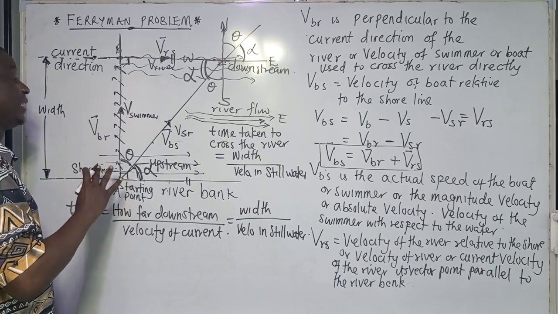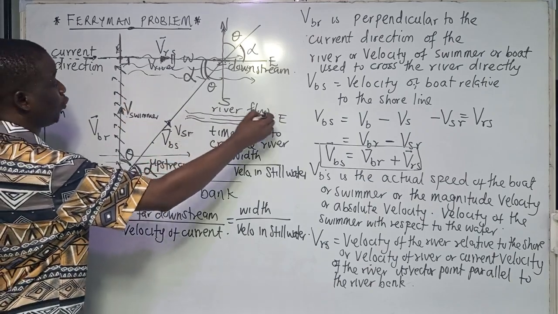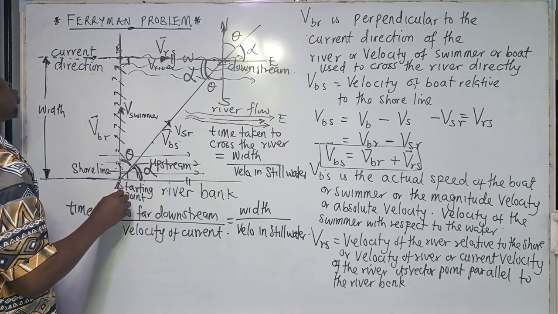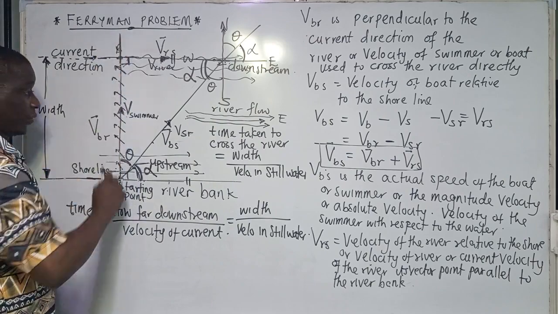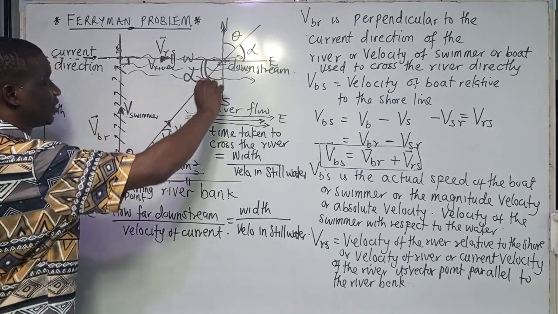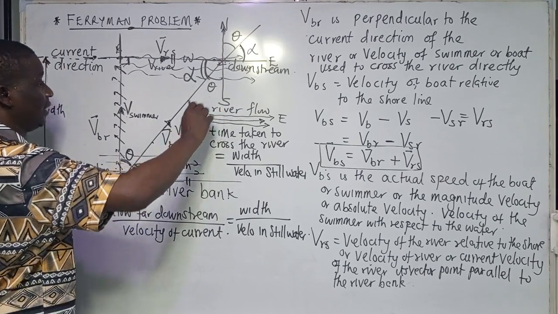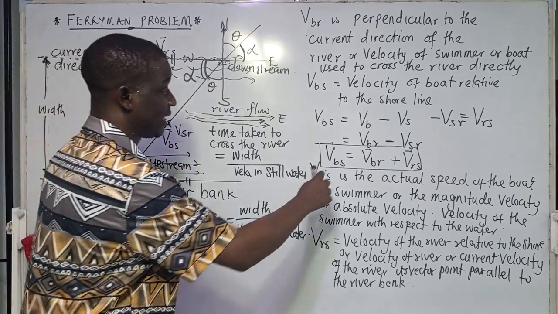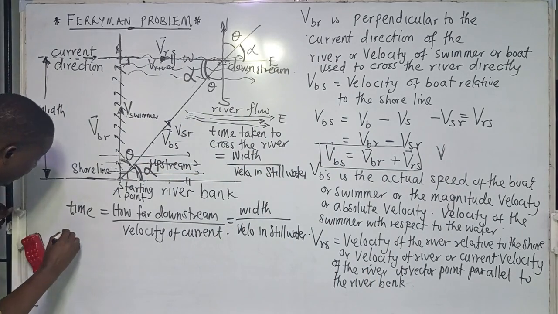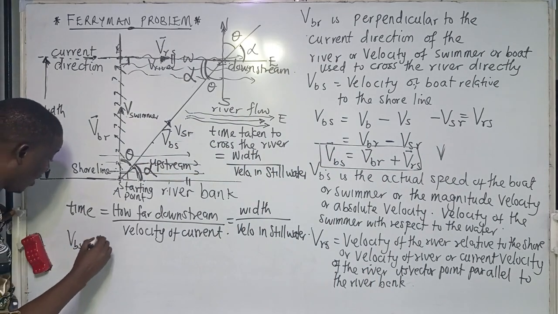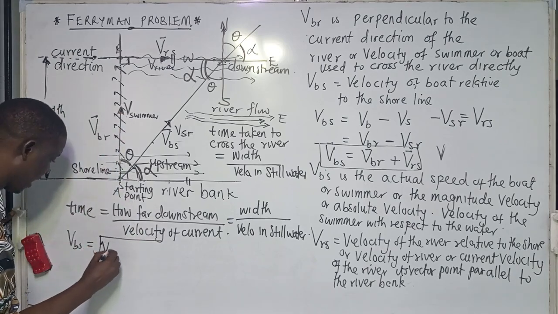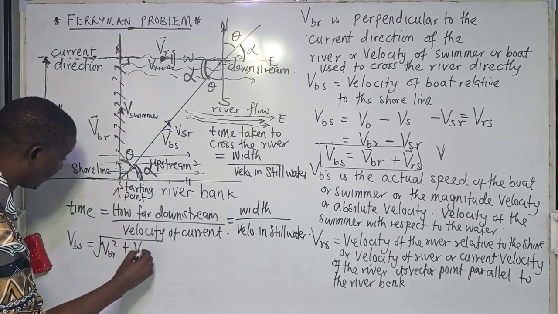Another way you can relate this is that, don't forget, the river flows eastwards, while the swimmer swims directly, or crosses the river directly, northwards. And this is the actual speed, the magnitude velocity, or the absolute velocity, which can be solved by the triangle. How do you get the magnitude of that velocity? VBS is equal to the square root of, by Pythagoras theorem, VBR squared plus VRS squared.